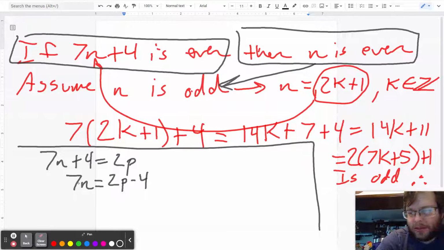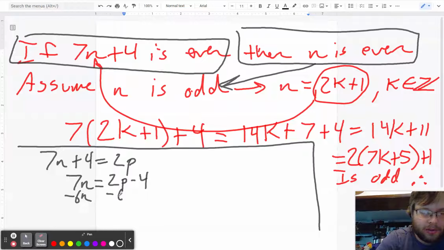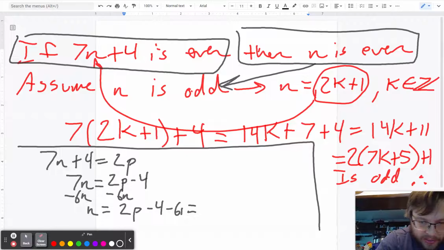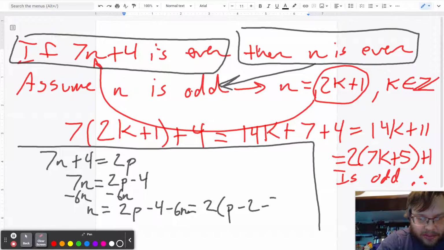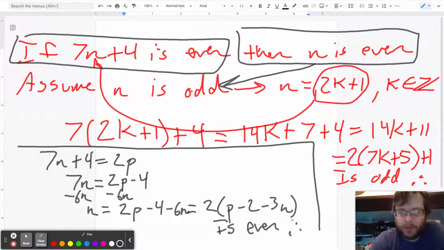And then a lot of people were tempted to divide by 7, but then you really don't know much about n. So you can't really conclude that n is an even number. So the nice trick here is to get n by itself by subtracting 6n. So now you know that n equals 2p minus 4 minus 6n, which is 2 times p minus 2 times 3n, and that's even. So you go boop, boop, boop, and you proved it directly.